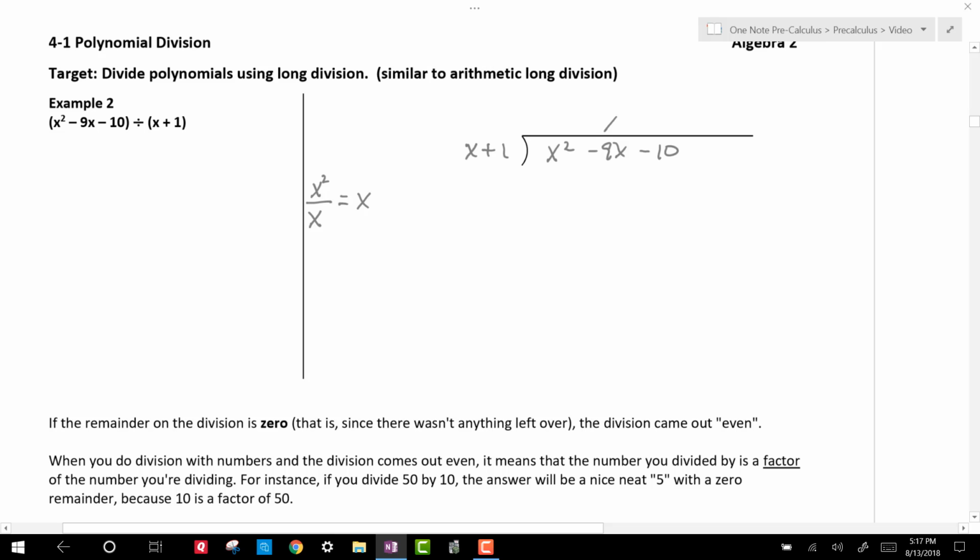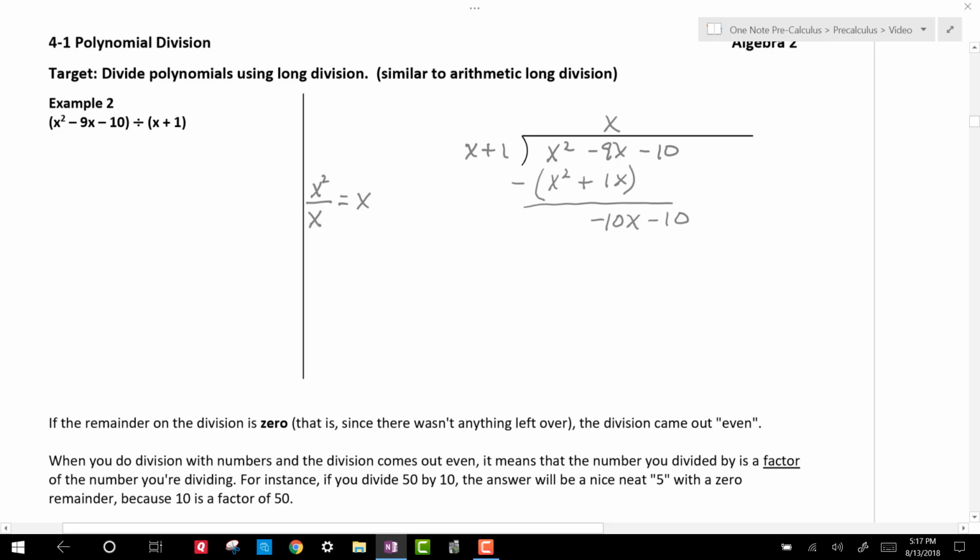I'm going to put that x up on the top, and I'm going to multiply it by the x plus 1 on the outside. x times x is x squared. x times 1 is 1x. So that's positive 1x. Now, if it helps, put a 1x in there. Put a minus sign out there and make sure you distribute. x squared minus x squared, that should always cancel out. That's the whole idea here. But negative 9x minus another x is going to leave me negative 10x right here. Minus 10.